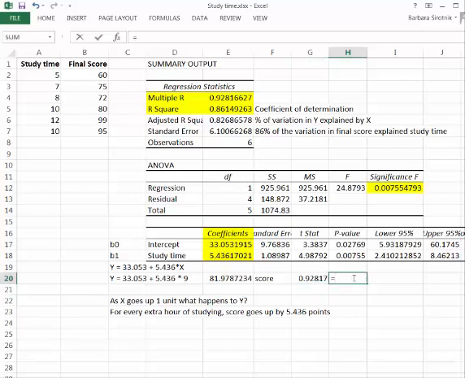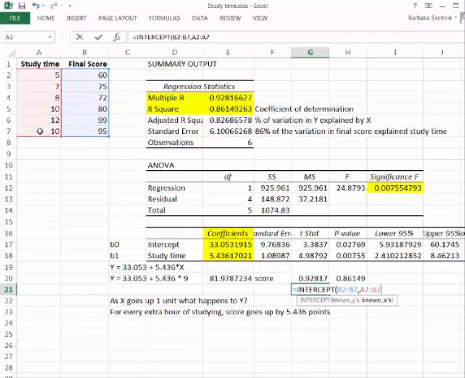So I can say equal that. I square by putting the caret and a 2, and there's my coefficient of determination. How about the intercept? Well, equal intercept. Be very careful. We need to highlight our y's. Then I can put a comma, highlight my x's, and when I hit enter, I've got my 33.05.